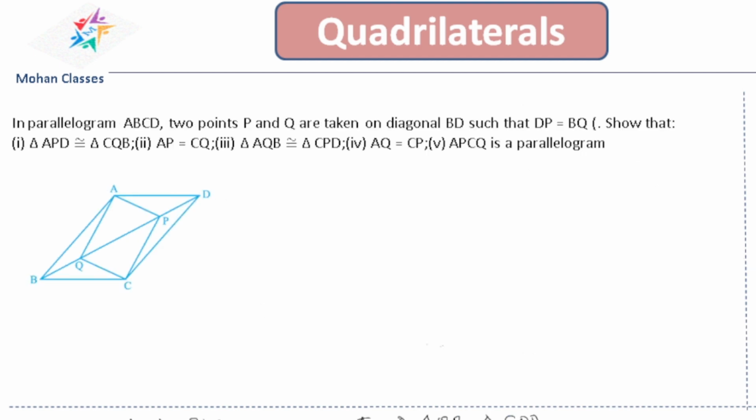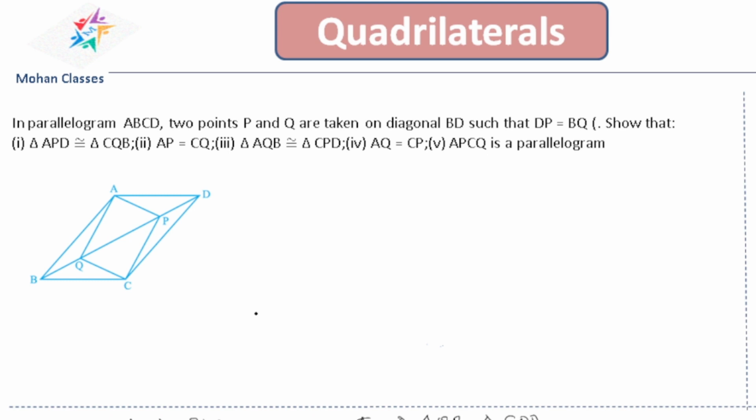Here, in a parallelogram ABCD, two points P and Q are taken on the diagonal BD such that DP is equal to BQ. We have to prove triangle APD congruent to triangle CQB, and AP is equal to CQ, and triangle AQB congruent to triangle CPD, and AQ is equal to CP. APCQ is a parallelogram. Here there are five things we have to prove. One by one, let us do.